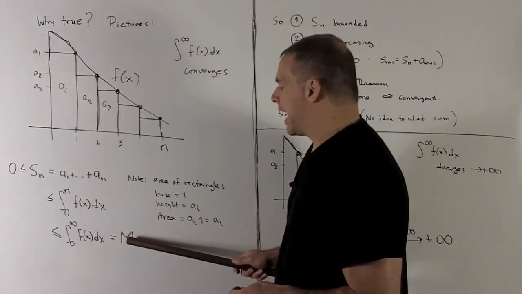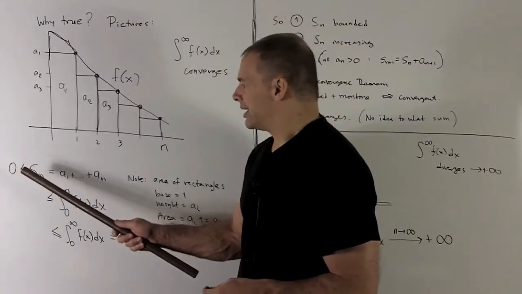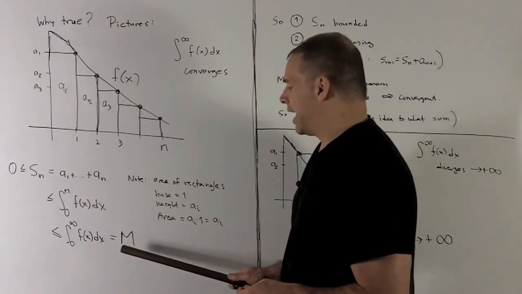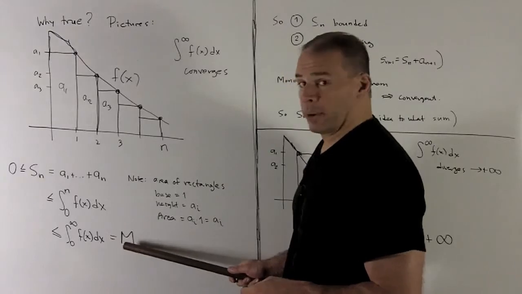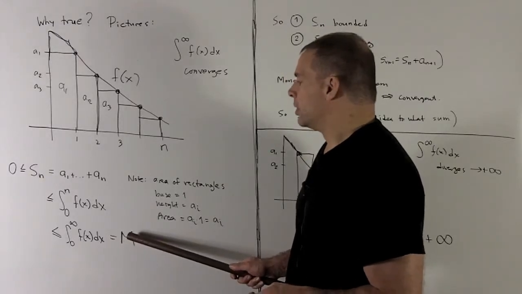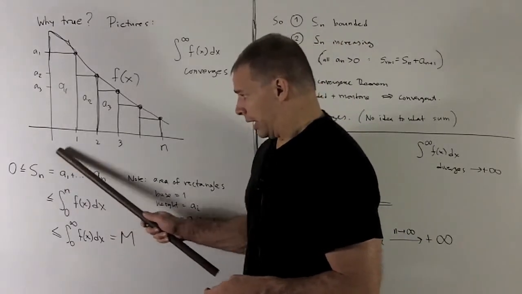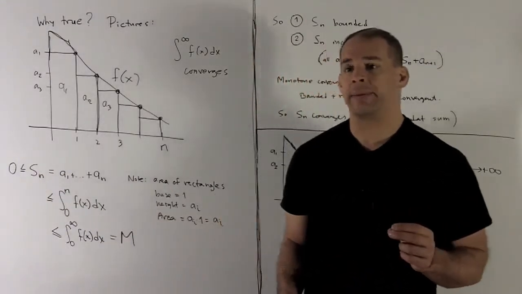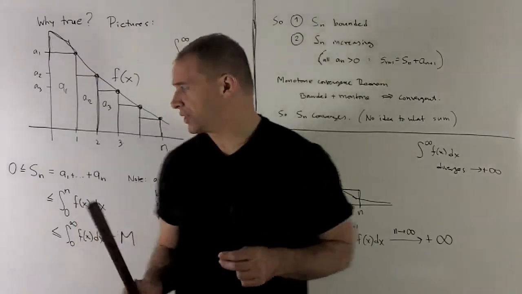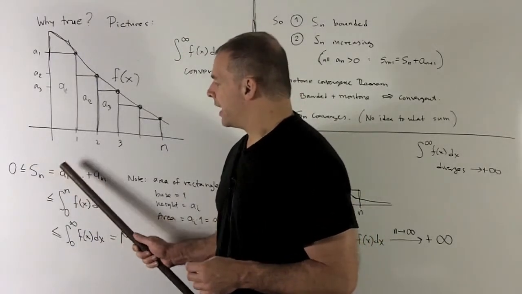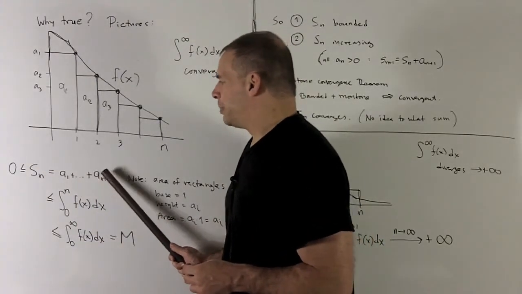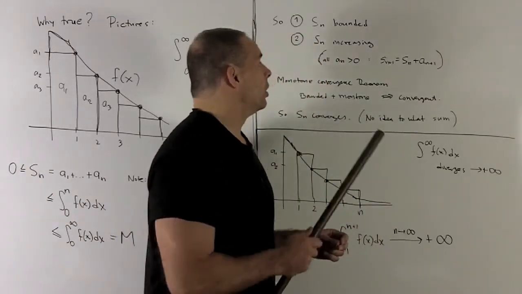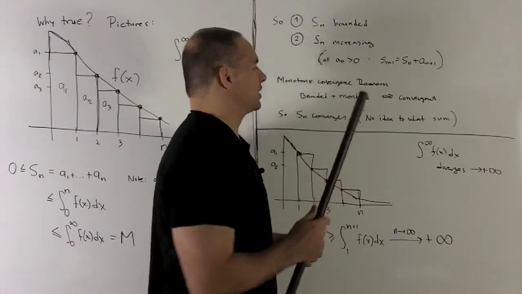So if I track everything out, I have that 0 is less than or equal to our partial sum s sub n, which is less than or equal to this number m here. So this inequality I just set up doesn't depend on the n that I used. It's going to be true for all n. So what we've just shown is that the partial sum, a1 all the way up through an, is bounded between 0 and m.